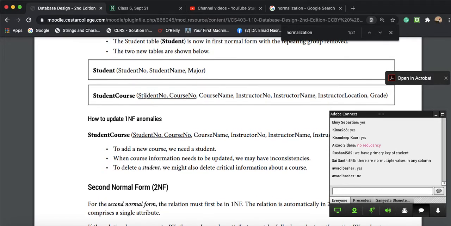Here, the composite key is student and course number. Let's look at the dependency. Course name depends on student number or on course number or on both? Course number. Instructor number, instructor name, instructor location, all of these depend on the course number. How about the grade?